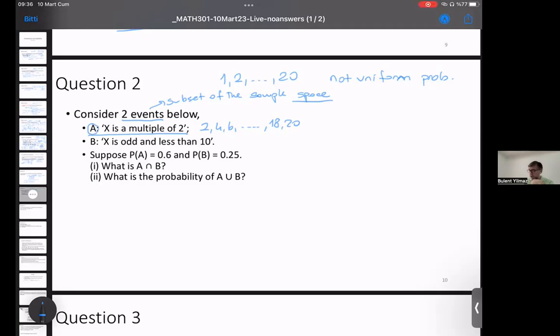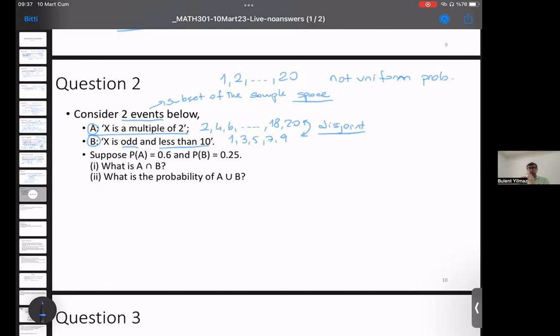What are the possible outcomes for event B? Hayriye, can you write on chat? What's the possible outcomes for event B? It will be 1, 3, 5, 7, and 9, right? Less than 10 and odd. So are these two events disjoint or not disjoint? These are disjoint events, right? Because there is no overlap.